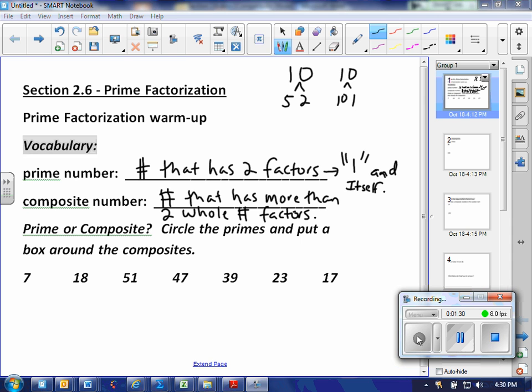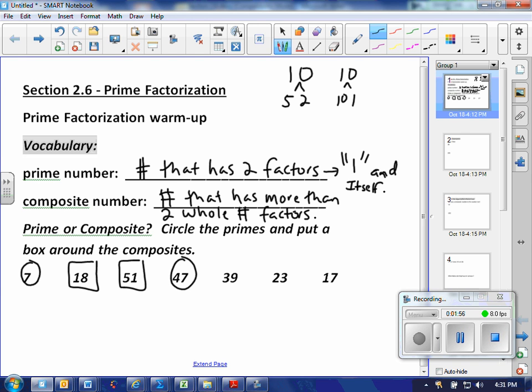So I'm going to circle the primes and put a box around the composites. 7 is prime because obviously the only factors of 7 are 1 and itself. 18 is a composite number. It has more than two whole number factors. 51 is composite. Again, it has more than two whole number factors. 47 is prime. The only factors of 47 are 1 and itself. 39 is composite, 23 is prime, and 17 is prime.